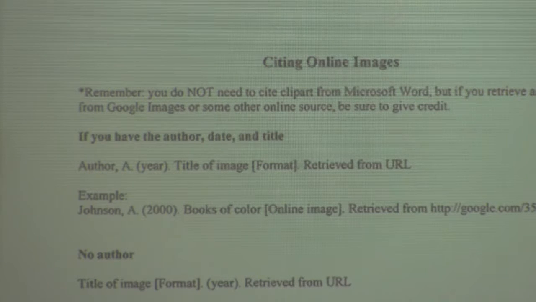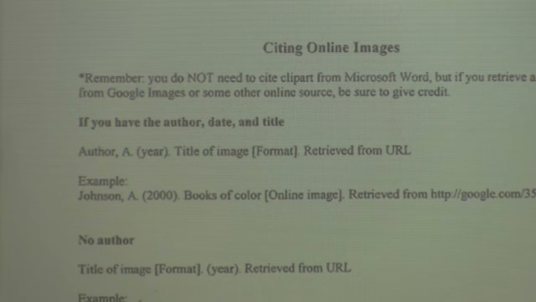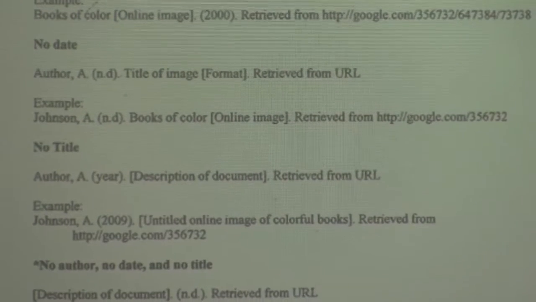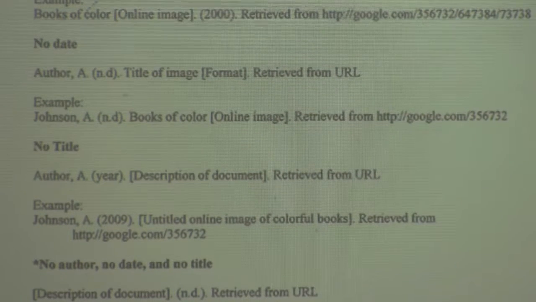Remember, you don't need to cite clip art from Microsoft Word, but if you retrieve an image from Google Images or some other online source, you must give credit. And this is how you give credit. And again, you don't necessarily have to put "retrieved from" right under your big beautiful picture on the front title page of your project. You can put it in the back.